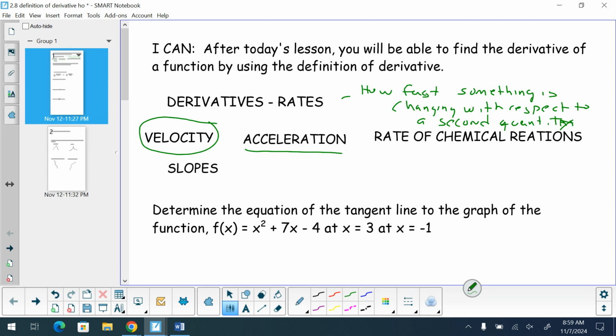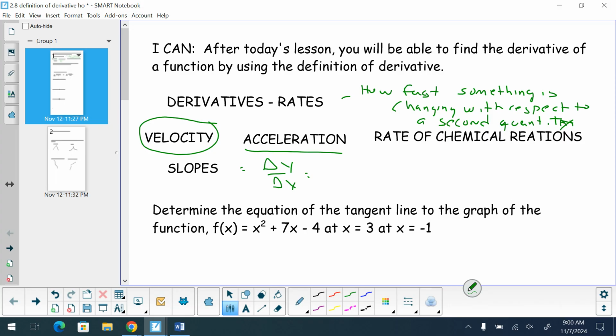Chemical reactions. The rate of a chemical reaction. You put potassium in water and watch the fun. Okay? How fast that chemical reaction is occurring there. But what we have in the math world that we talk about a little bit more is the idea of slopes. Slope is defined to us as delta y over delta x. How fast y is changing with respect to x.